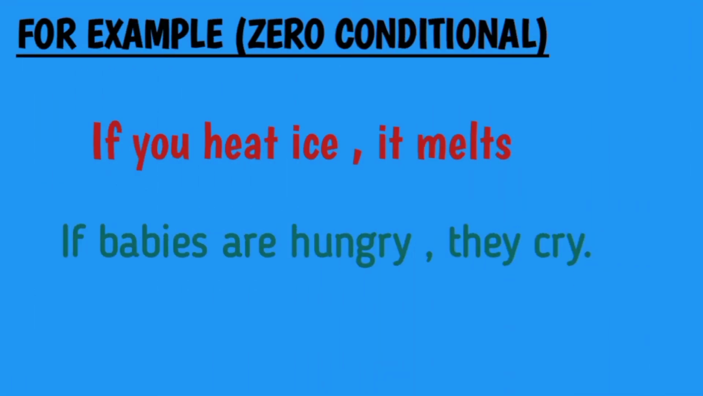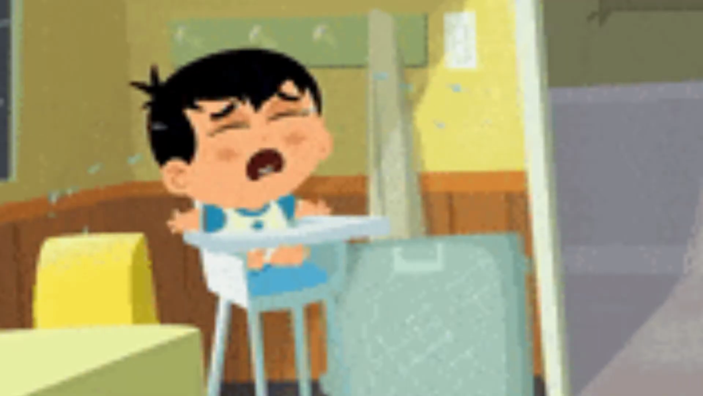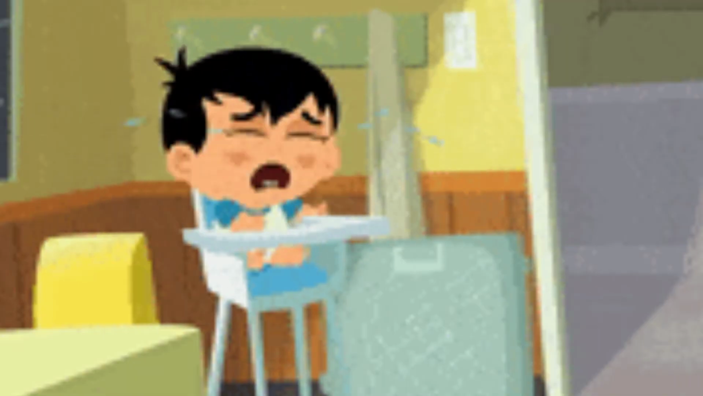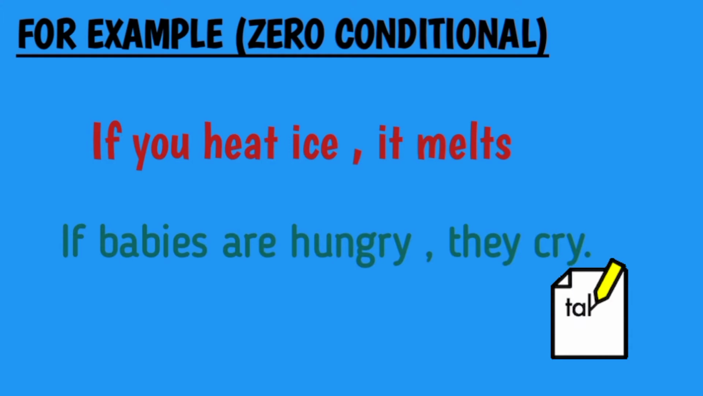Let's say, for example, if you heat ice, the result: it melts, right? Naturally, it melts. Another example: if babies are hungry, what happens? Of course, they cry. So, generally, when they're hungry, they cry.